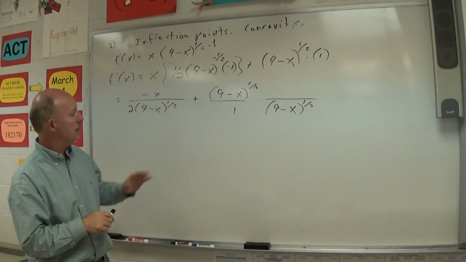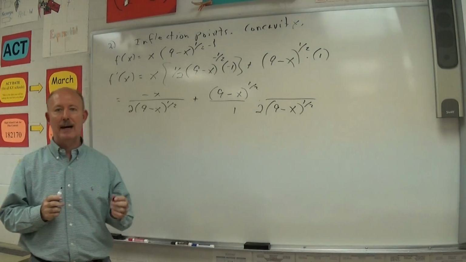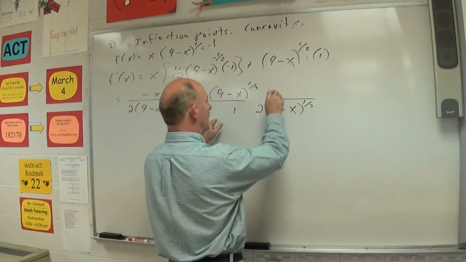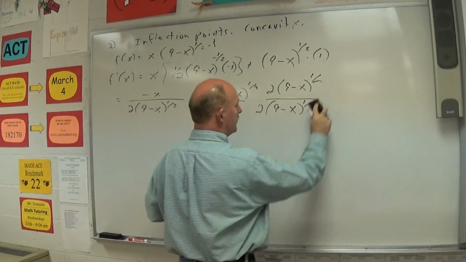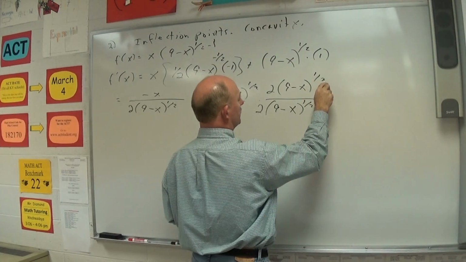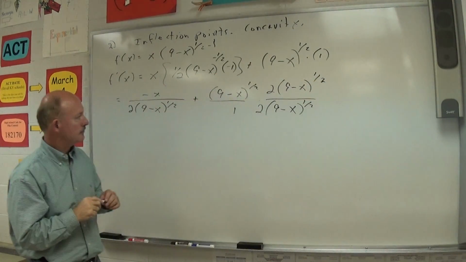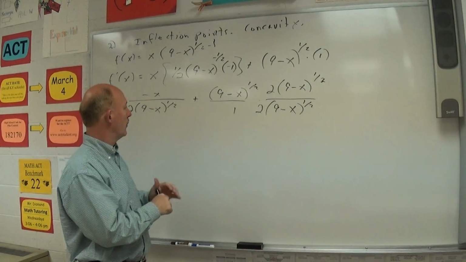All right, now for our least common denominator, we have to multiply by 2 times 9 minus x to the 1/2. Now you've got to multiply the top also, so 2 times 9 minus x to the 1/2 power. Whatever you multiply to the bottom of the fraction, you've got to multiply the same thing to the top.